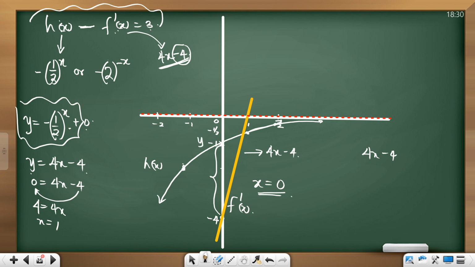The y value and the y value there. The difference between the two y values should give you what? 3. That's what that means. That the vertical distance should be what? 3. So you go back to your graph and check, where would the difference be 3? It is just when x equals to 0.